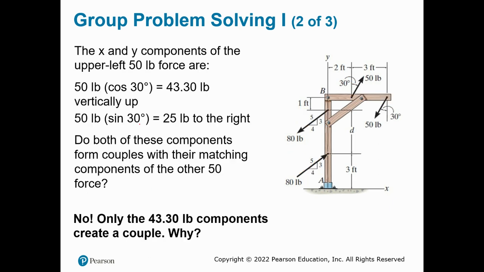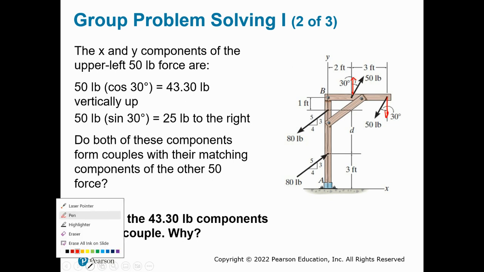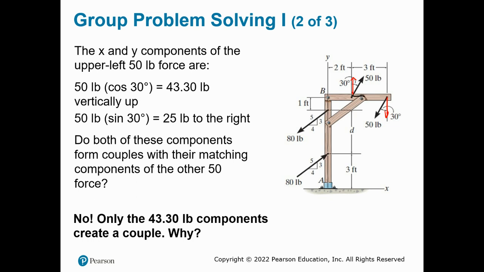Okay. So again, that 50, we're breaking down into the vertical and horizontal, right? The vertical component, yes, it's generating a moment. But the horizontal one, it's not, because they are on the same line of action. They kind of go toward each other and cancel out. Only this one, 43.3, which is the vertical component, is generating a moment.